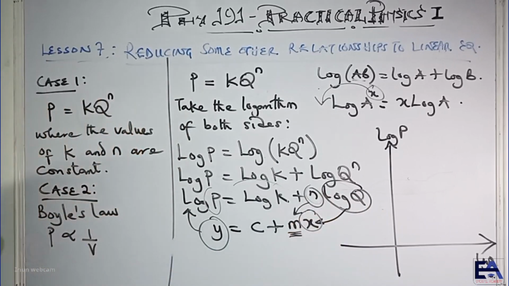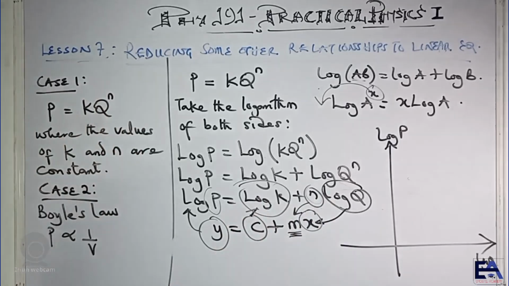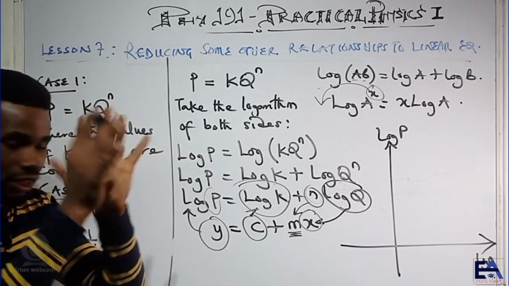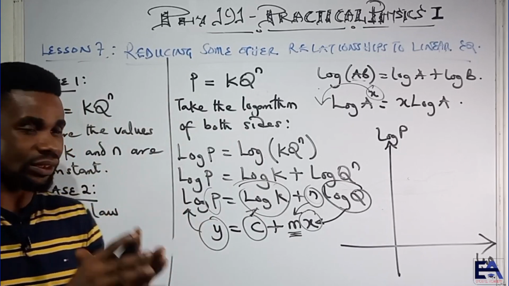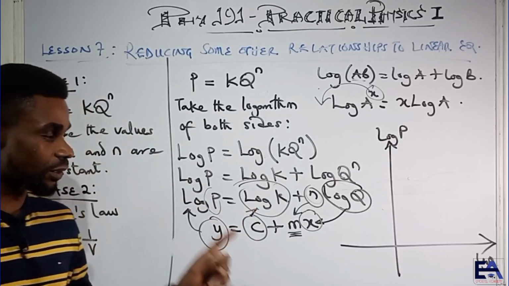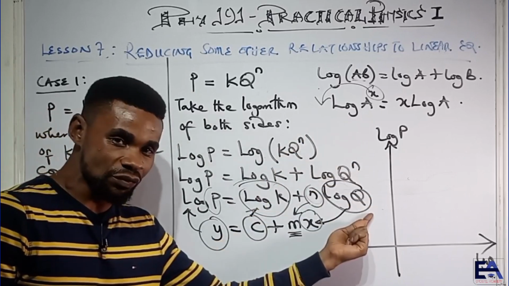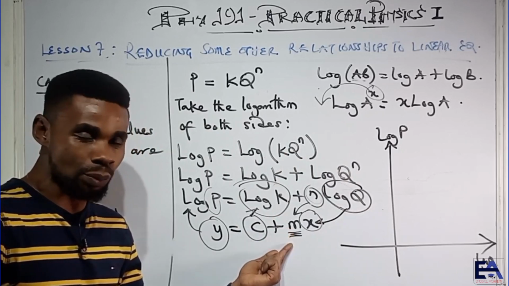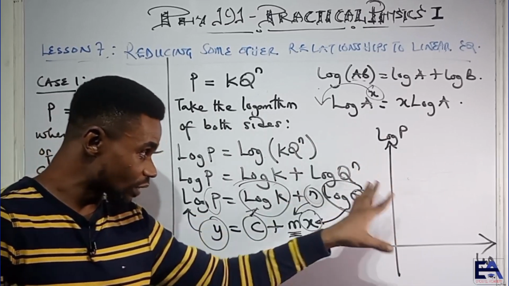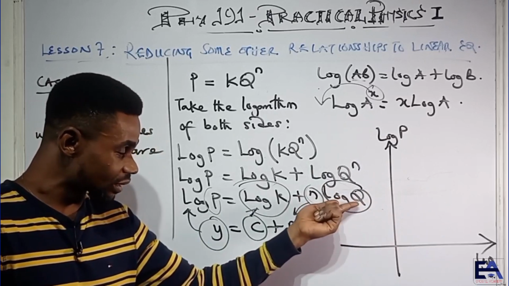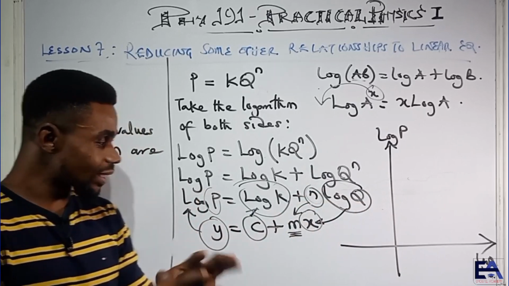So this c is everything here. Anytime you have a bunch of constant values, all the constants come together to form the intercept. But whenever you have a constant that is attached to a variable, that constant is regarded as the slope, while the variable it is attached to, the independent variable, becomes the x. So that's how you determine it.